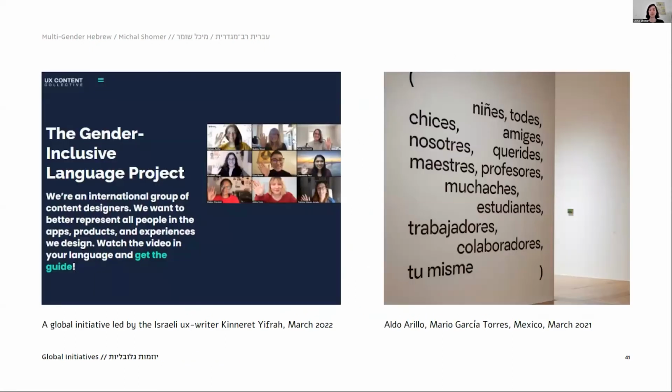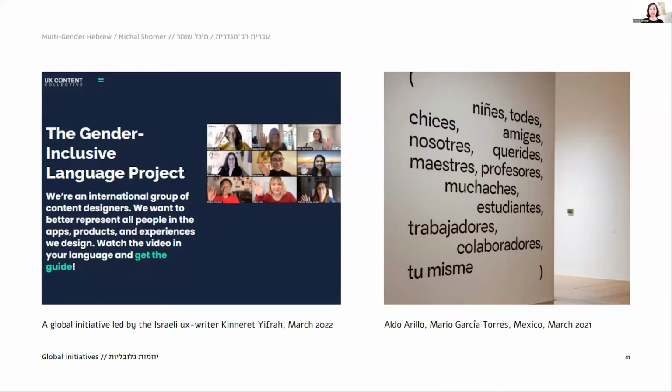And lastly, multigender Hebrew is not alone. All around the world, people are trying to find ways to make the language more inclusive. You can see on the left side here the Gender Inclusive Language Project, which is a project led by an Israeli UX writer, Kineret Ifrach. She initiated this guide for languages all over the world that will help people to write in a more inclusive way. And on the right side, you can see a work of an artist and a typographer who created a letter that combines E, O, and A together for Spanish speakers.